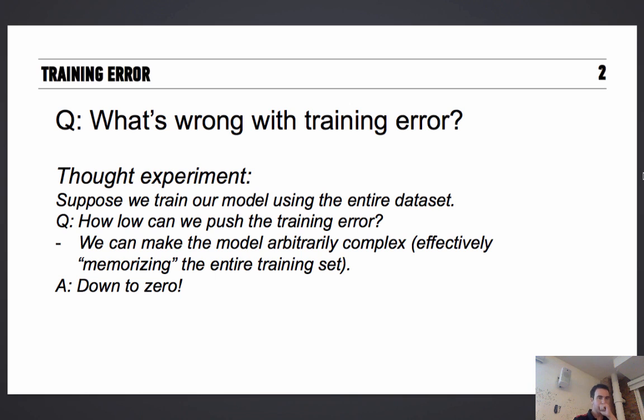So suppose we train our model using the entire data set, like we did in KNN. How low can we push the training error? And the answer is down to 0. Like you just said, you can memorize it. If you keep comparing the flowers to itself, you'll never be wrong. If I give you a test that was the same as the practice test, you could get everything right just because you memorized the practice test. That's what's wrong with training error. That's overfitting. This is the definition of overfitting: memorizing our training set.